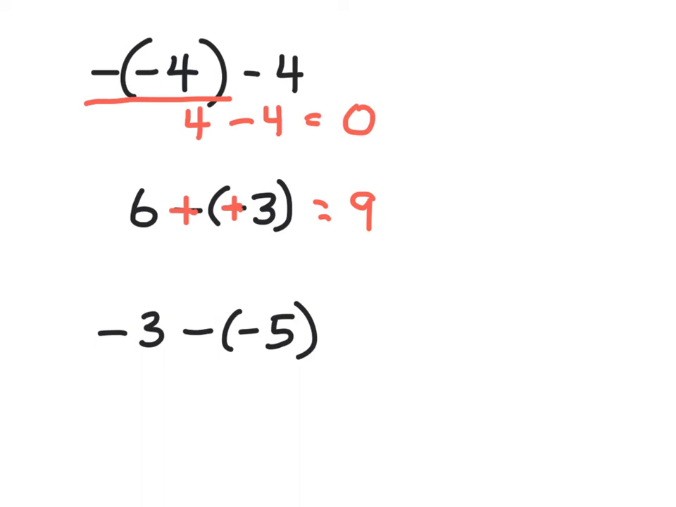All right, number 3, or the third one. We have a negative 3, and again, we're subtracting a negative 5, so let's add the opposite. We're going to add positive 5. Okay, so I'm at negative 3, and then I add 5. That gets me to positive 2.